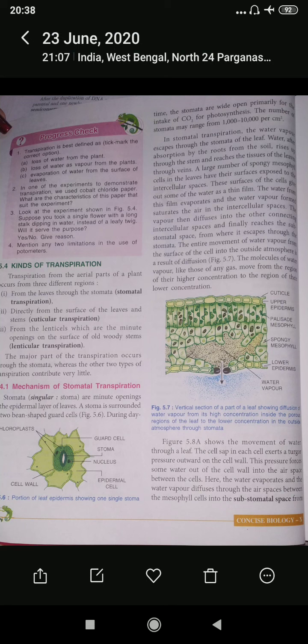Next comes the lenticular transpiration, which occurs through special openings called lenticels. The lenticels are permanent openings found on the bark of the old stems. So, woody stems of the deciduous plants lose small amounts of water vapors through lenticular transpiration before the leaf fall.